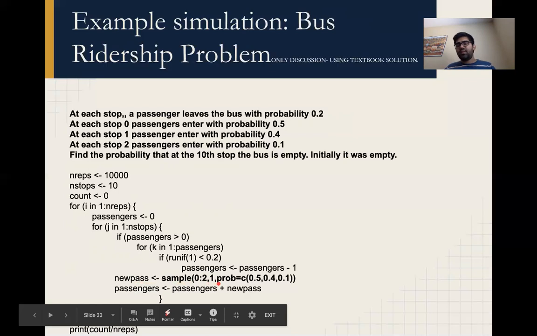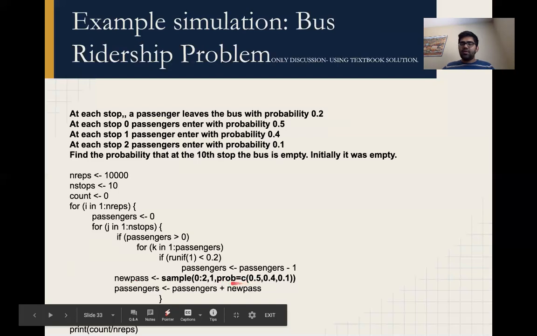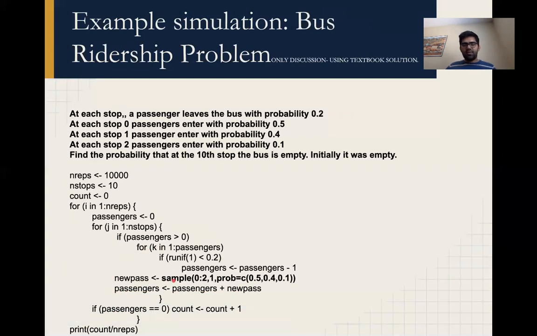This is what I was talking about when I introduced the function sample, the probability weights. For a person to get on, from 0 to 2, there are 3 elements, 0, 1, and 2. The probability that 0 would come in is 0.5, 0.4 is the probability for 1 to come, and 0.1 is the probability for 2 people to come in. So this is what is sampled here. Just one value will come out of them with the probability weights that are given. The passengers will be added by the new passengers and it just keeps on going till the number of stops, that is 10 stops. At the end, we just want to see if the passengers were 0 or not, and increase the counter. And we return counter upon the number of repetitions.